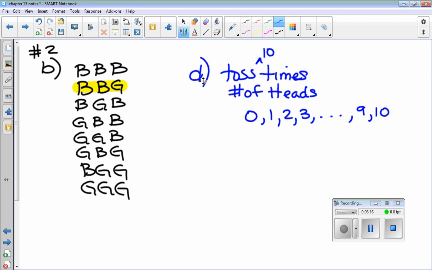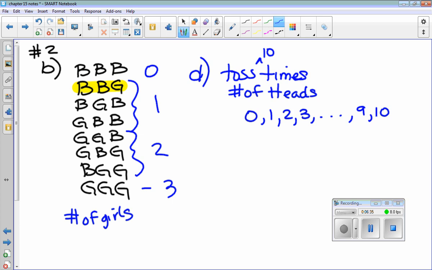Kind of like with this boy girl thing, rather than list them all out, if it said, for example, record the number of girls, this is kind of the way I did my sample space. I said there are 0 girls, this is 1 girl, this is 2 girls, and this is 3 girls. Not all equally likely, right? That's what that means. So 0, 1, 2, 3 would be the sample space if it said record the number of girls. Okay?